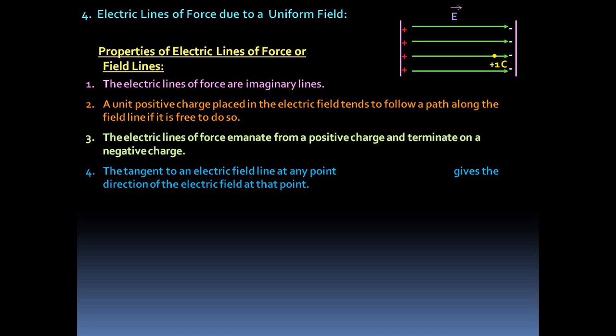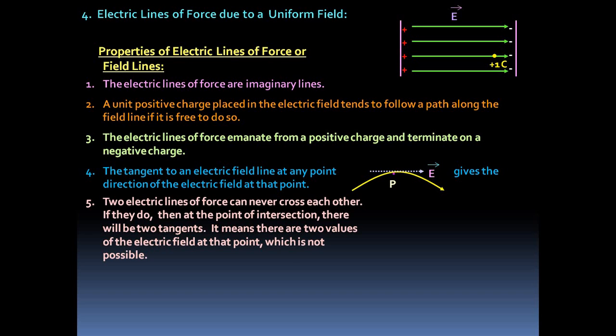Number 4, the tangent of an electric field line at any point gives the direction of the electric field at that point. As done earlier, the tangent of any curved electric field line will give the direction of the electric field, whether a curved line or a straight line.